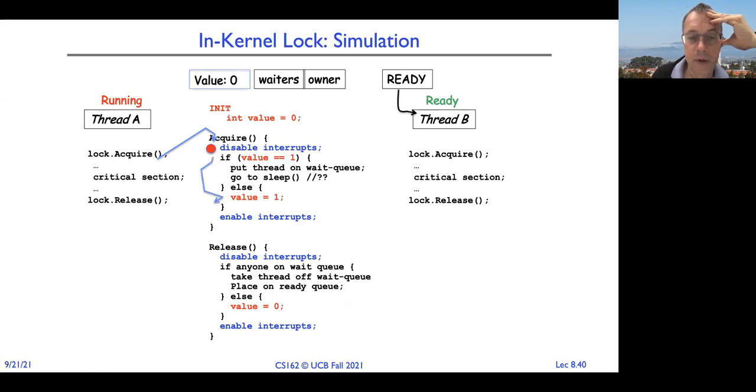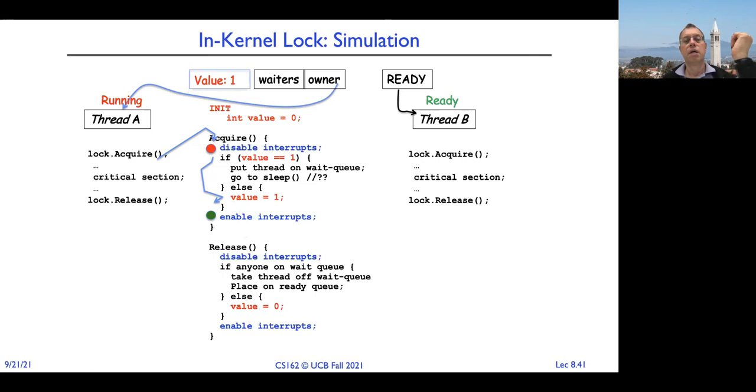The value, so in this particular case, no one has the critical section. So this is the first thread A, which executes acquire. There is no one using the critical section, so the value is 0. It increments the value to 1, which means that it acquires the lock, and it enables the interrupts.